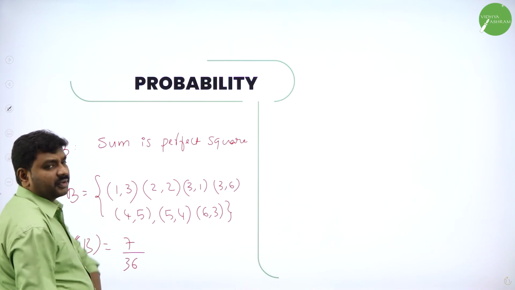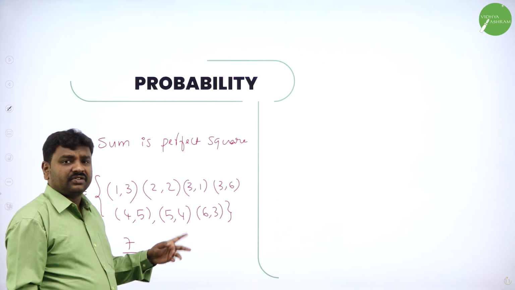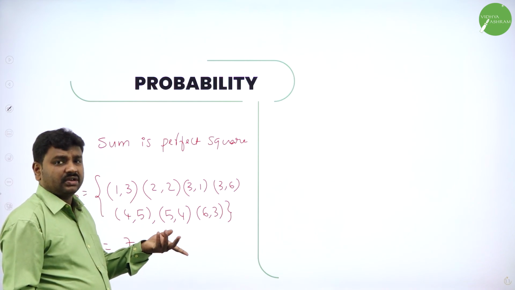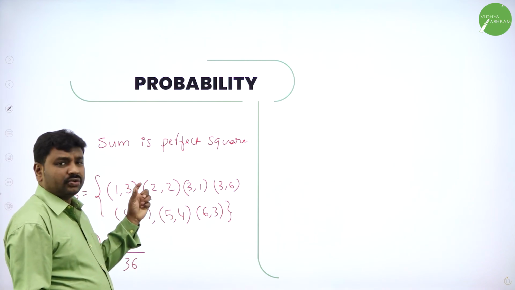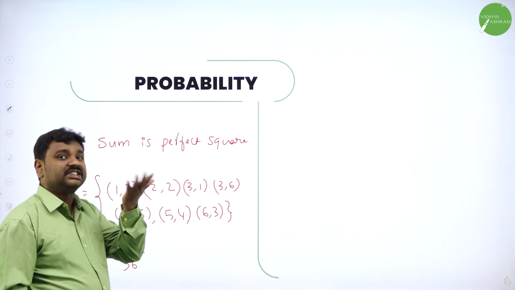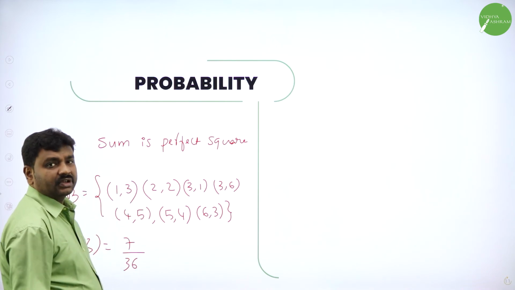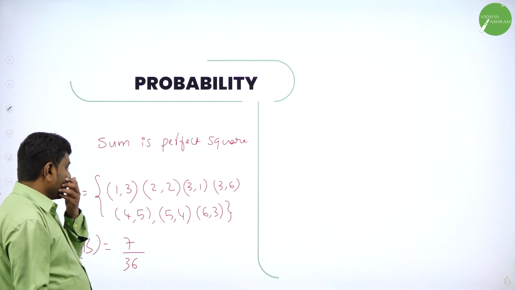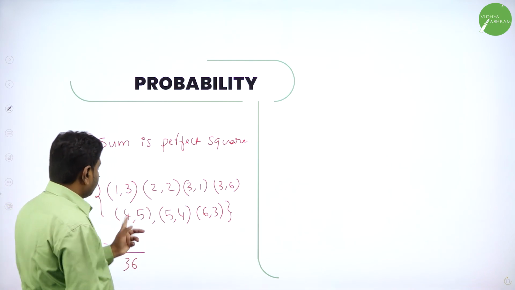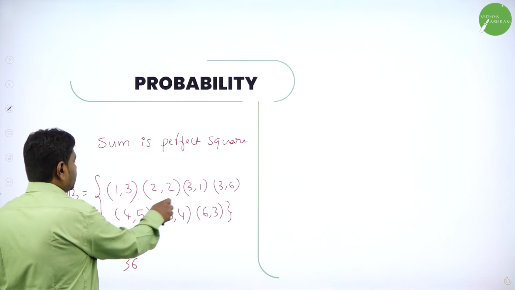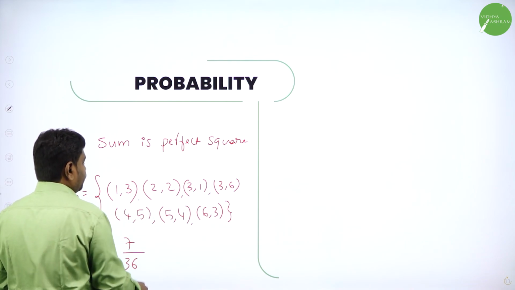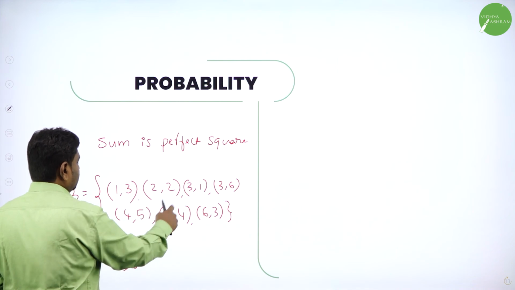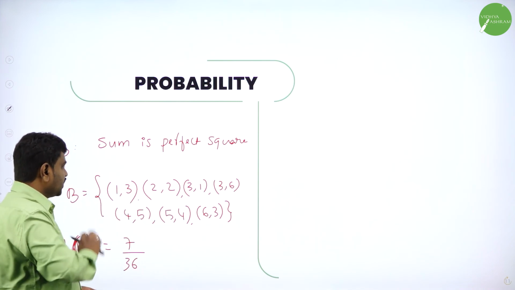Is there any other combination? 6, 5 is 11, 6, 6 is 12, 6, 1 is 7. No perfect square. The sum should become 4, 9 or 16. That's it. 6 plus 6 is 12. We cannot exceed 12. Within that, these are the limits. Do we have any other? 1, 2, 3, 4, 5, 6, 7. 7 outputs are there. 7 by 36.